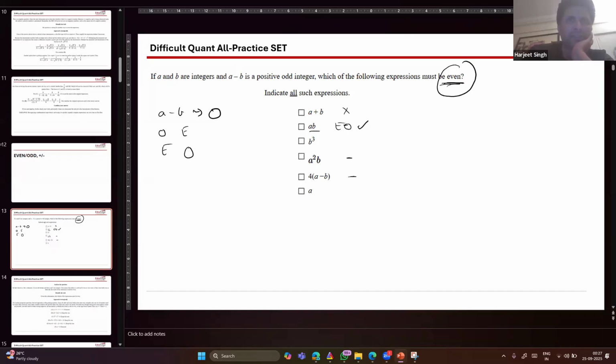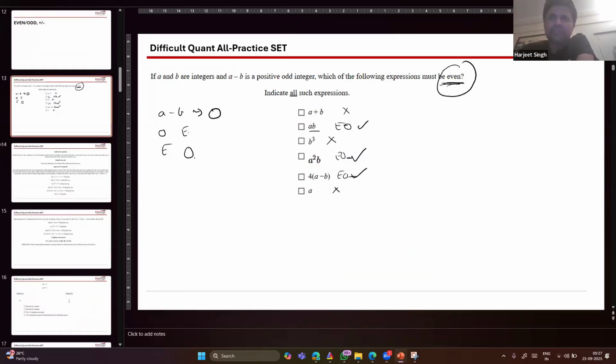B cube can be even or odd, so we don't know for sure. A squared times B: one of them will be odd, the other will be even, so that's the answer. And 4 into A minus B is even into odd, that's also the answer. A could be odd or even, so we don't know. Yeah, good.